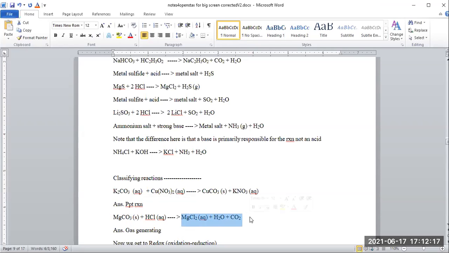So this gets us about 60 to 70% of the way through the chapter. We will dig into redox in a fair amount of depth on Tuesday.